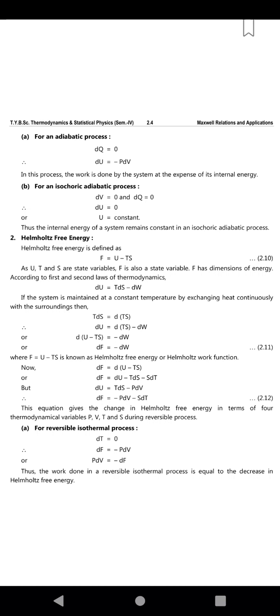We know that PdV is the work done on the system or by the system. Therefore the change in work done, that is PdV, is equal to minus dF. Minus dF means negative of change in Helmholtz function, that is there is a decrease in Helmholtz function.